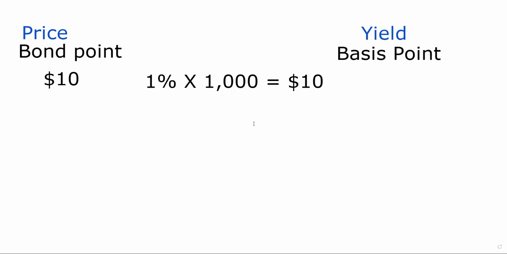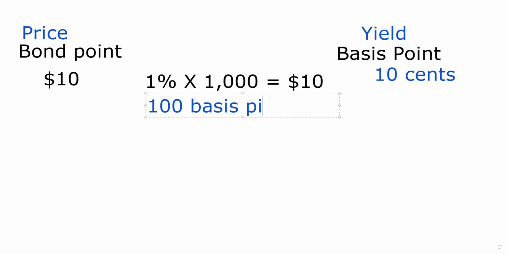Now, a basis point is 1/100th of that. So the way I think of that is, if it's 1/100th, that would be 10 cents. So how many 10 cents, or dimes, are in $10? It would be 100. So 100 basis points equals 1%. And remember, that's the same thing as saying that's a bond point.